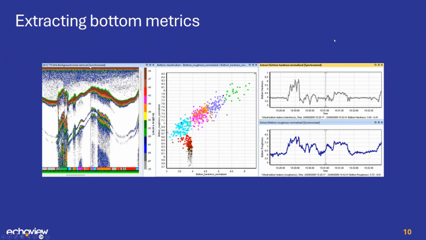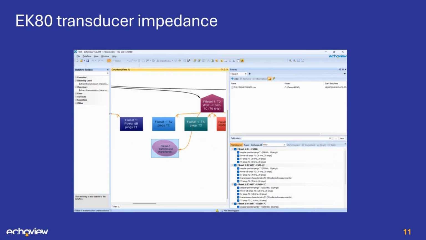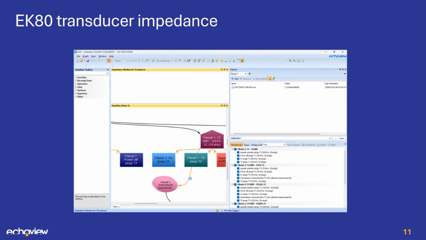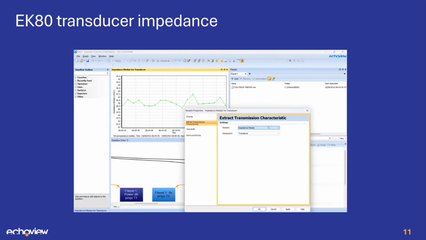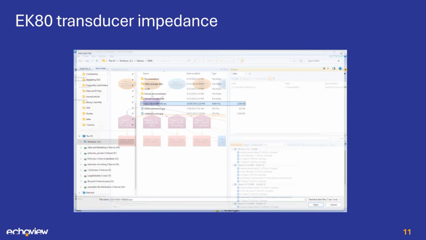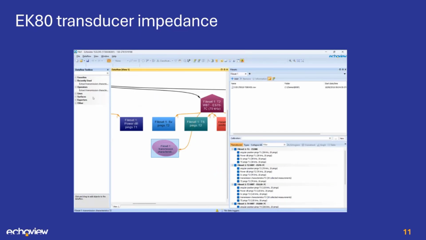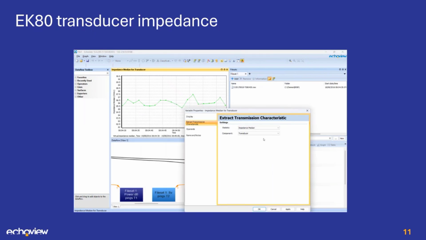Next topic is EK80 transducer impedance. I think this is our second last one. So impedance, the transmission impedance of a transducer is a factor that can vary due to a number of different physical and environmental things that are happening close to the transducer face. And it can be a useful metric in terms of system performance and maybe some other experimental possibilities as well. EK80 data includes impedance measurements in their files. And so we've made this information available in Echoview for narrowband EK80.